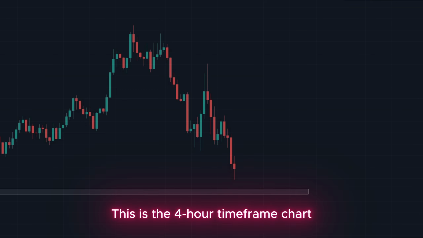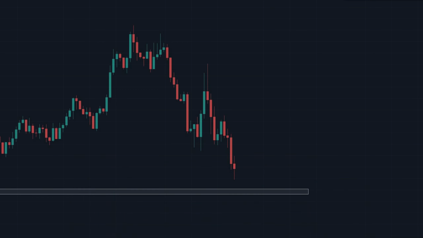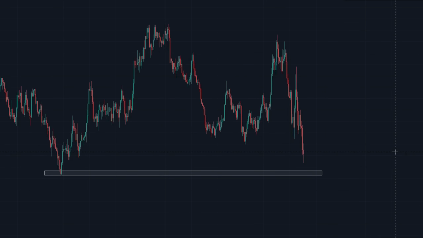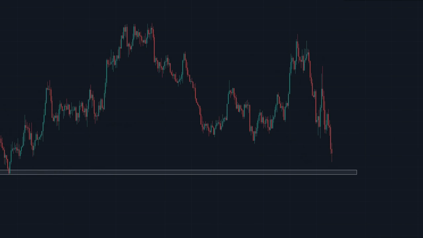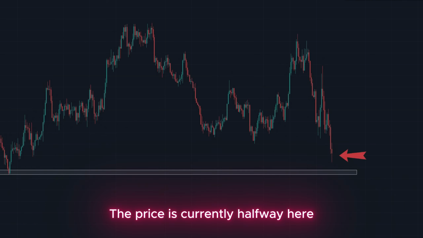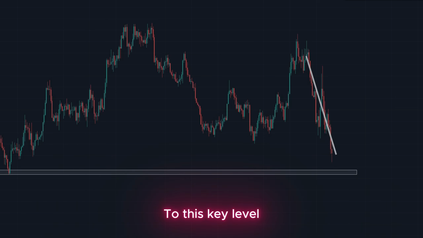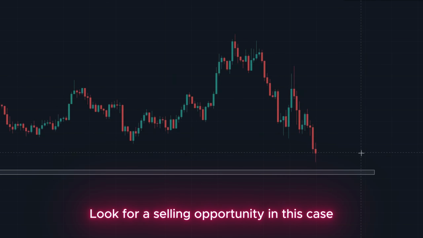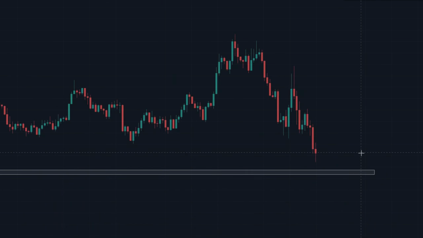This is the 4-hour time frame chart. It's in a downtrend. I'll consider if this downtrend will continue downward. This is the previous low on the 4-hour time frame. The price is currently halfway here, so I thought it would continue downward to this key level. Then I would look for a selling opportunity in this case.